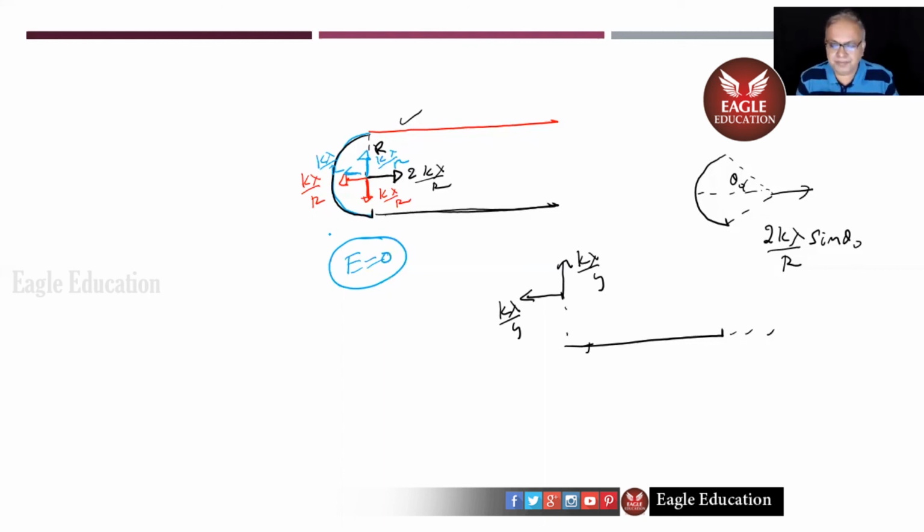Tell me. Sir, I didn't get why E is 0. Because these three are equal, but this is 2k lambda by r. This is k lambda by r plus k lambda by r, 2k lambda by r. They are opposite, they cancel. Upward 2k lambda by r, downward k lambda by r plus k lambda by r, they cancel. It is visible there. What is it that is not to understand? Now I got it, sir.